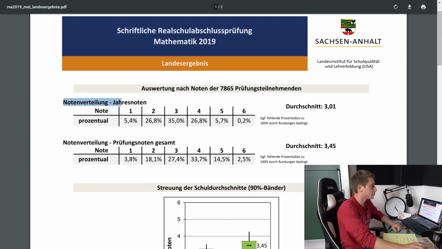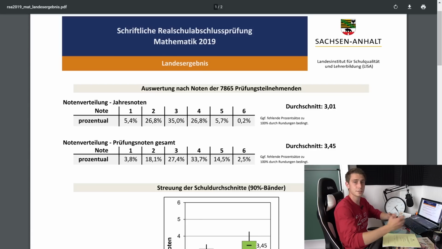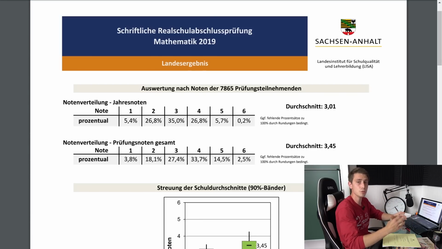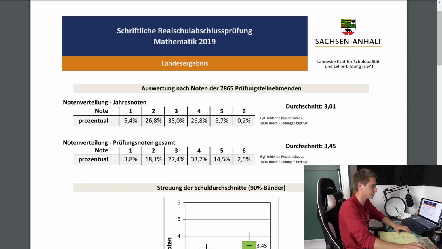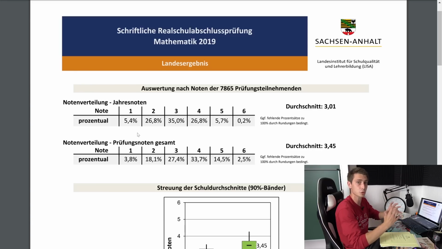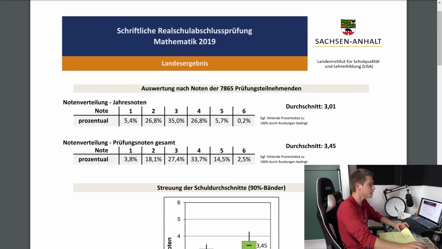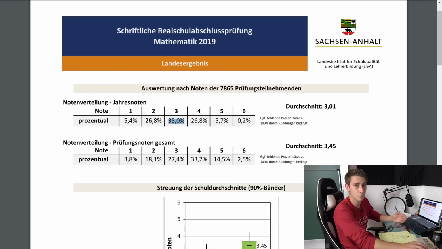So what we have here at first is the distribution of grades the individual students have over the course of the whole 10th grade where they have to take the exam. So this is the total grade they score in class, basically in the mathematics class. So 5.4% have grade number 1 as their final grade for their maths class. Then 26% have grade number 2 and so on. 35% have grade number 3 and so on, 4, 5, 6.